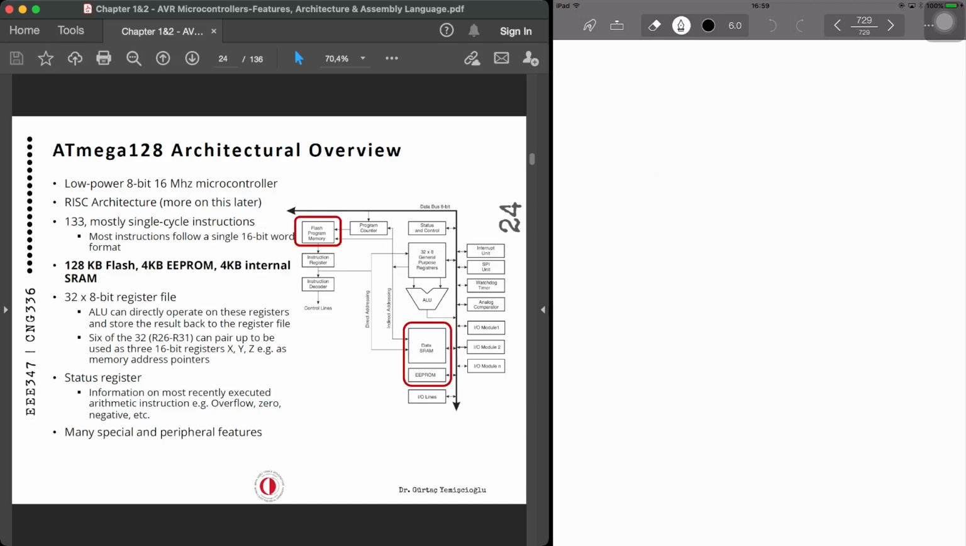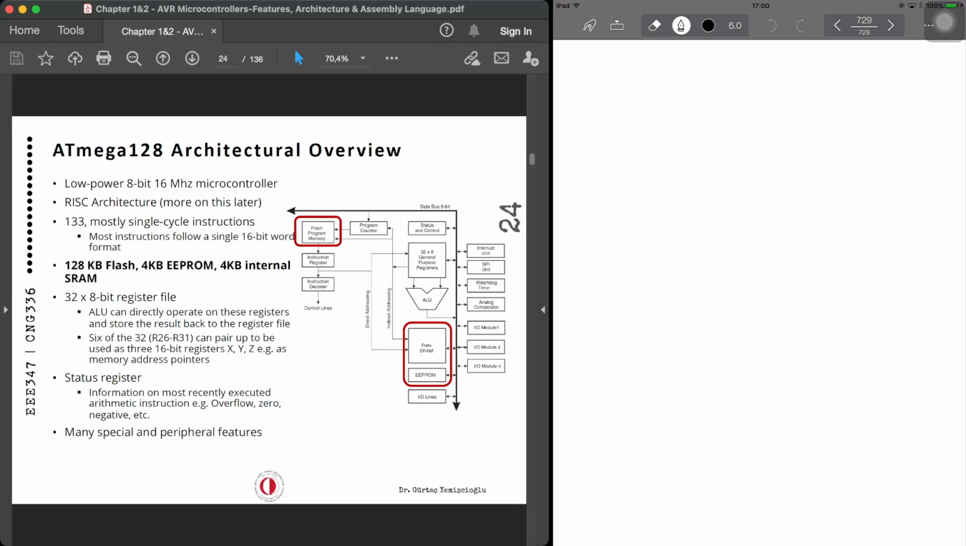We have 128K flash program memory, in which we put all our code, 4K EEPROM and 4K internal SRAM. The internal SRAM, which I'm going to talk about in a bit in detail, is quite useful when we are talking about the ALU instructions and performing some operations there.